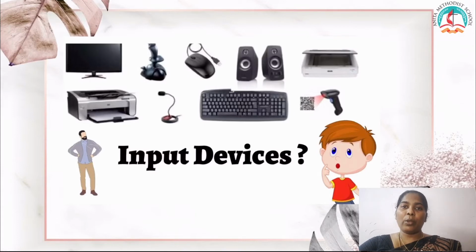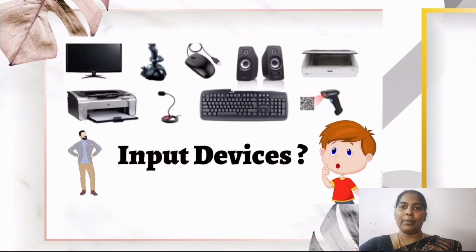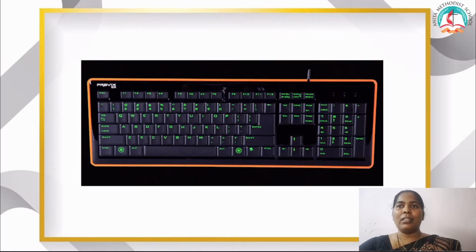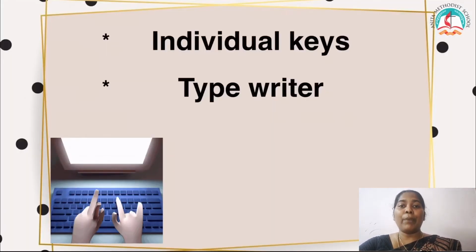Now we are going to see some of the input devices. The first one is, yes, everybody knows. What is this? Keyboard. What is a keyboard, children? Yes, the keyboard gets the data from the user and passes the data to the computer. It's like a typewriter. We have individual keys also. When I give data, it will pass the data to the central processing unit. Very good.